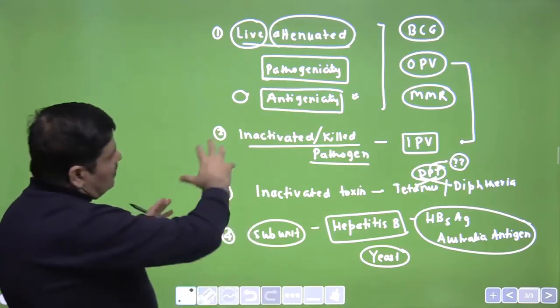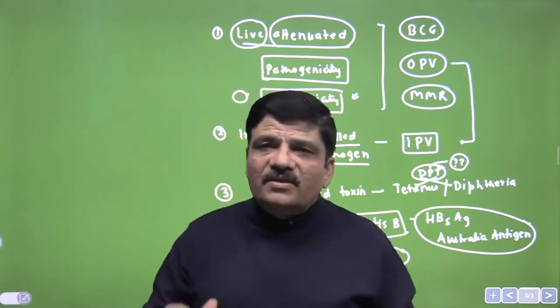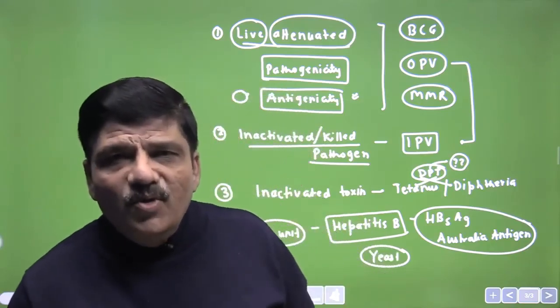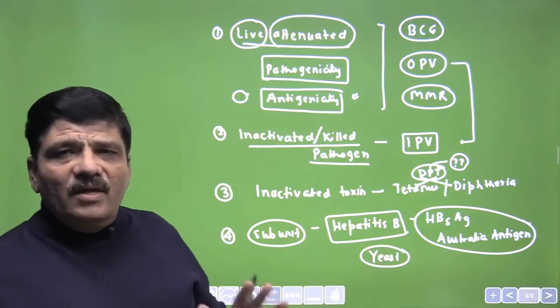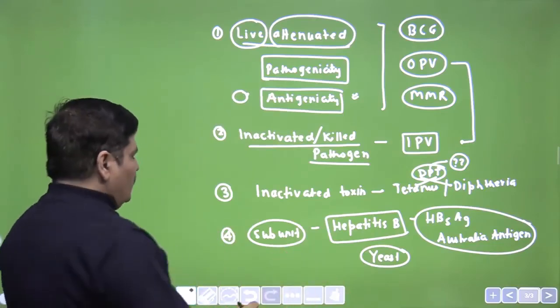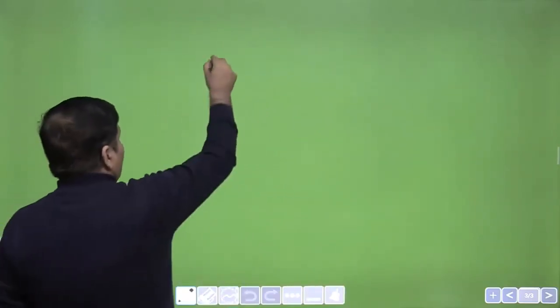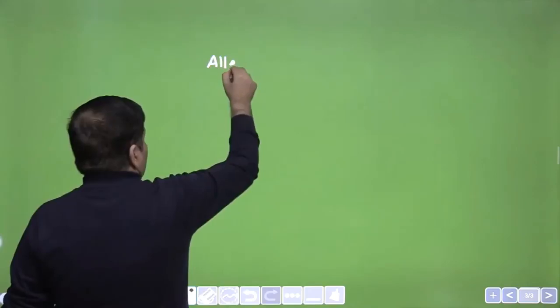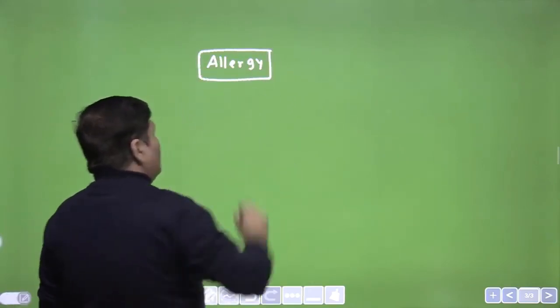So this is what is given in your NCERT regarding active immunity, passive immunity, and the concept of immunization. This is where a simple question can be framed in your NEET entrance exam. Moving further, the next topic that your NCERT discusses is allergy.